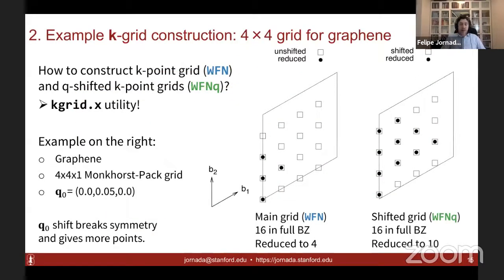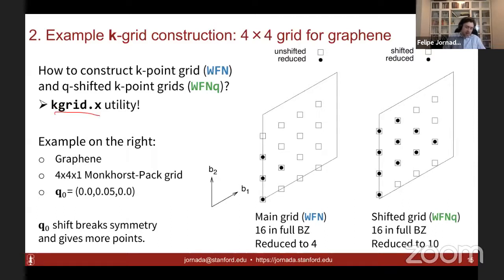So the question is now, now that we know that we basically need two different files, one called WFN and the other called WFNQ, how do we actually generate those, all the set of wave vectors Q? The good news is that you don't have to do that manually. We have a code called kgrid.x.